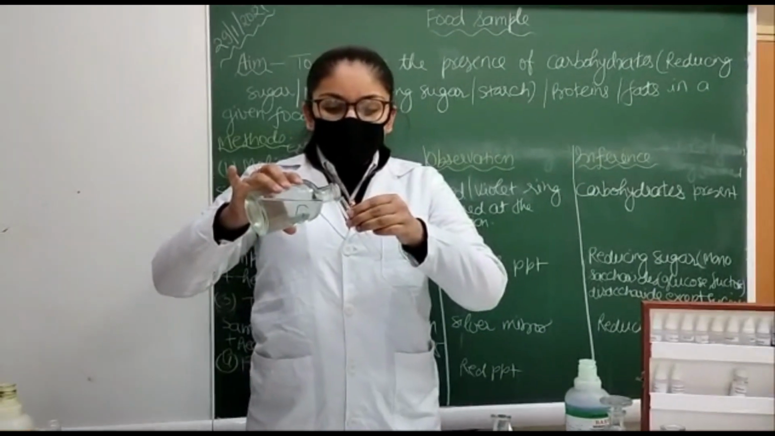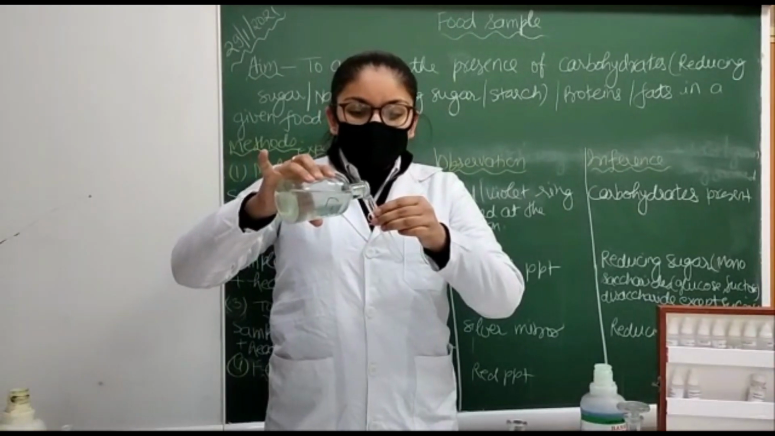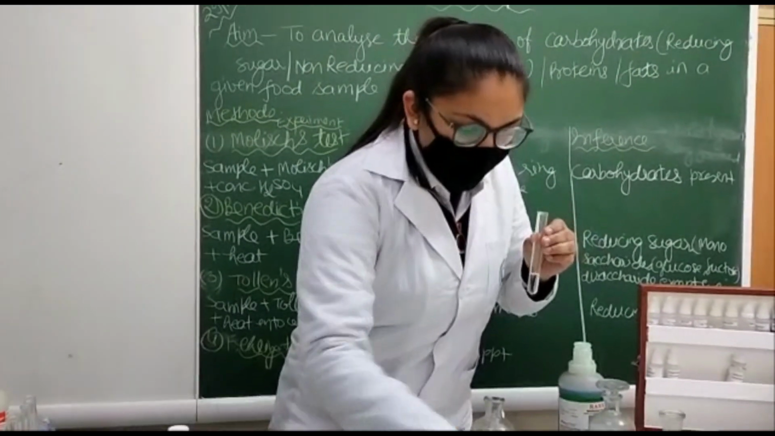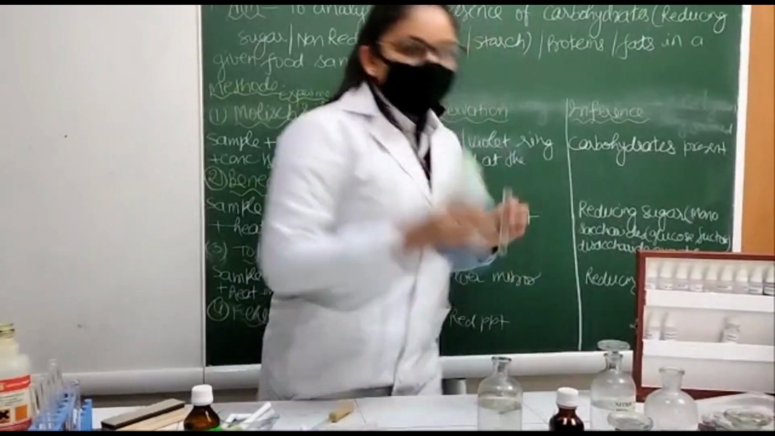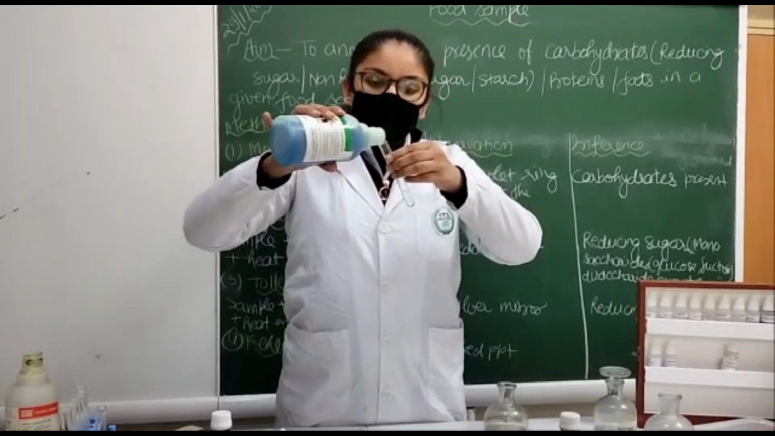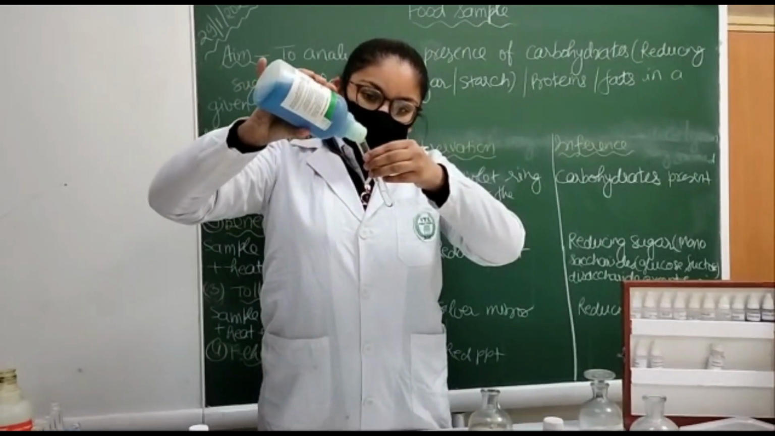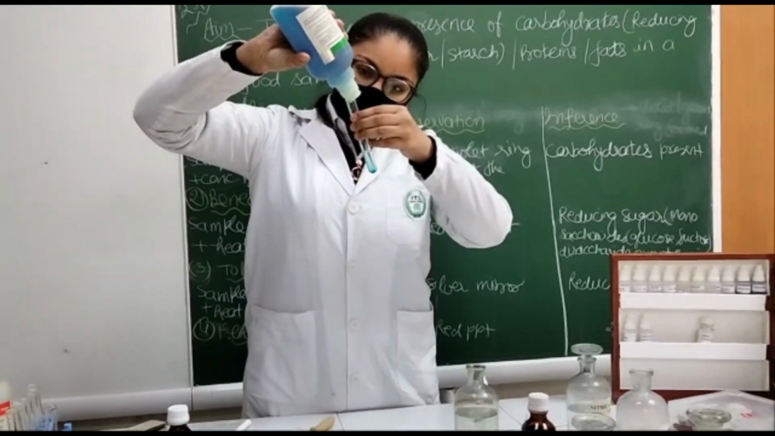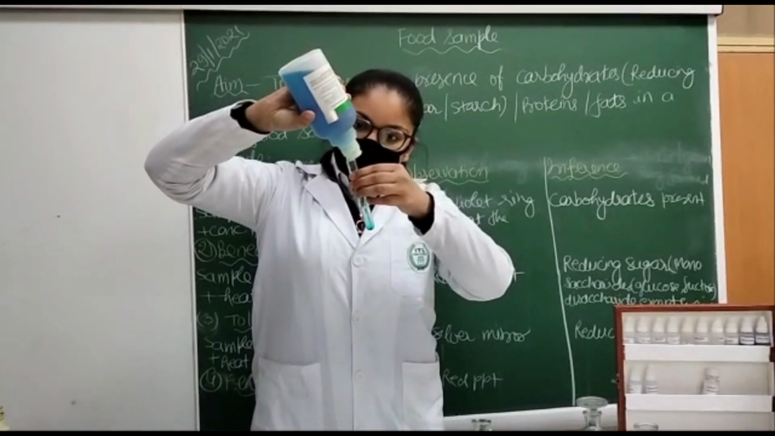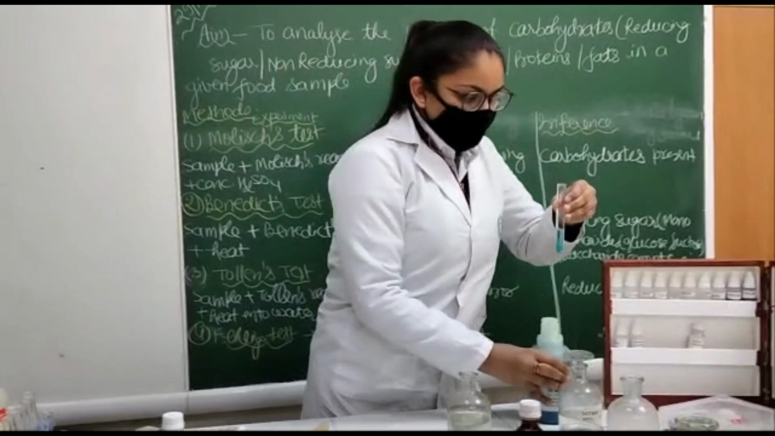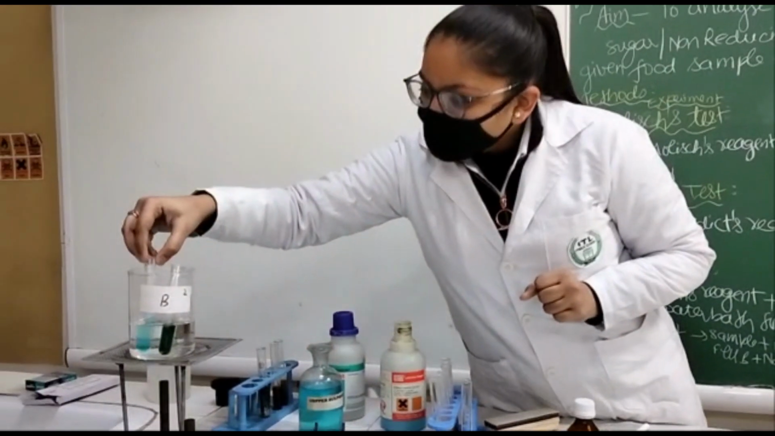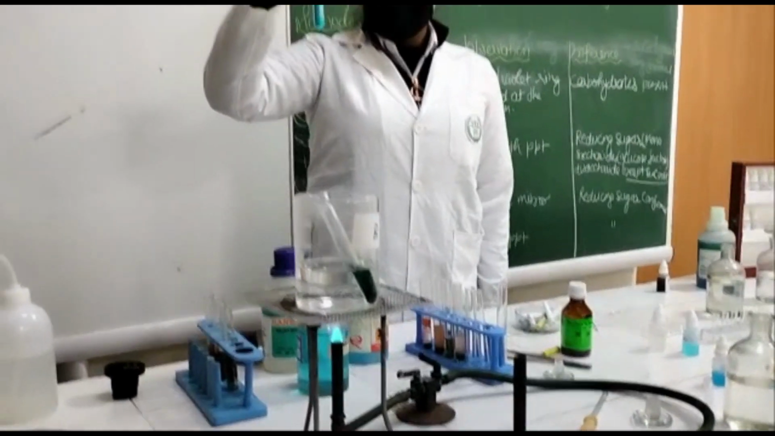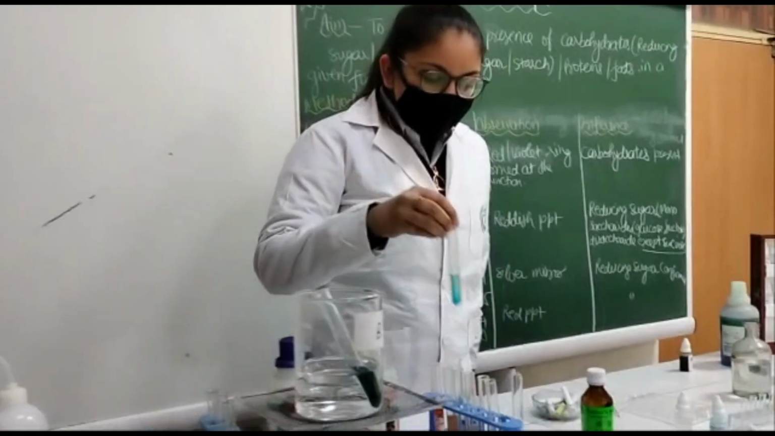Now to check whether it's a reducing sugar or a non-reducing sugar, we'll first do the Benedict test. Here we're taking the food sample. This is the Benedict's reagent. I will put it in the water bath. Even after some time, we have not received any red precipitate, which confirms the presence of non-reducing sugar.